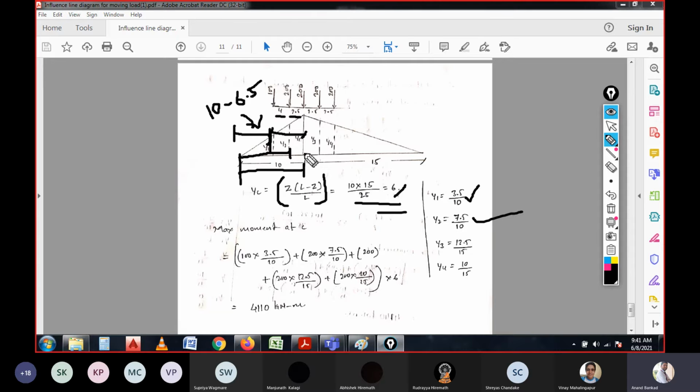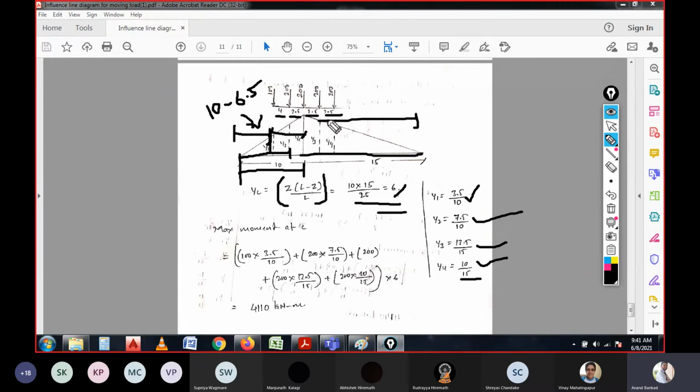And for y3, again you need to consider this span. This is a total of 15 meter. In this 15 meter we have deducted this 2.5. If you deduct 2.5, it will be 12.5 by 15. And again for y4, you will be having 2.5 and 2.5. In the 15, if you deduct 2.5 two times, it will be 10, so 10 by 15.